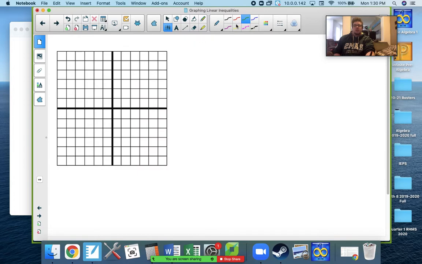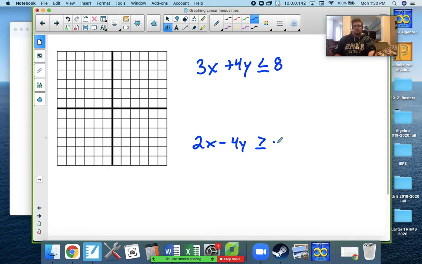You also have to graph it with standard form, so I'm going to practice an example like that. Say 3x plus 4y is less than or equal to 8, and then 2x minus 4y is greater than or equal to negative 8. Okay?